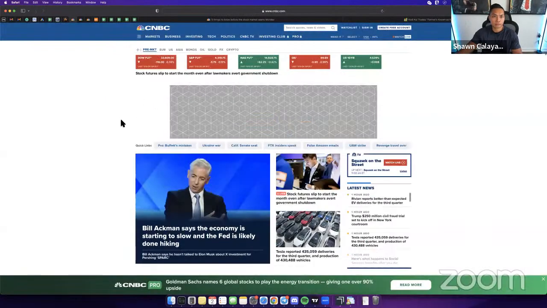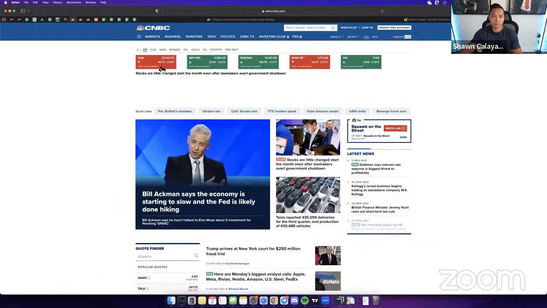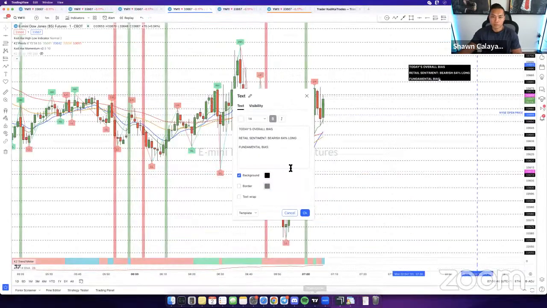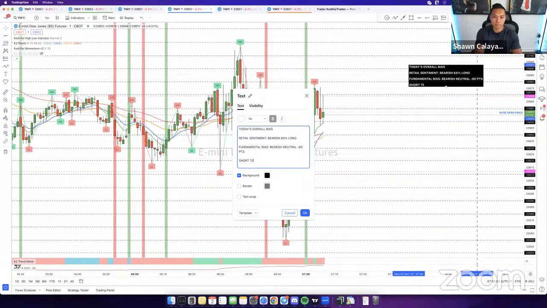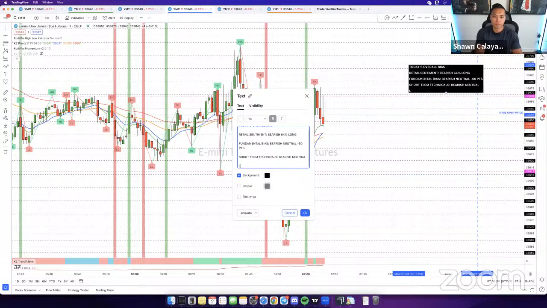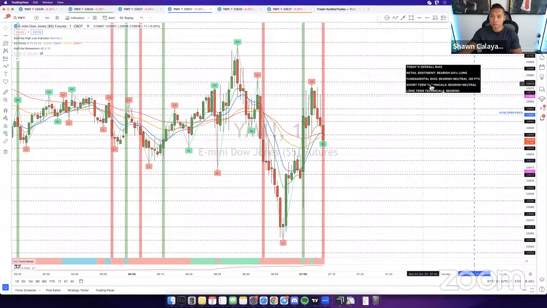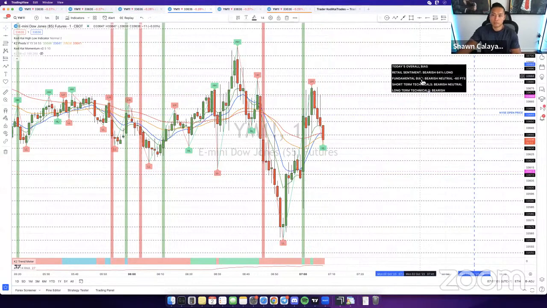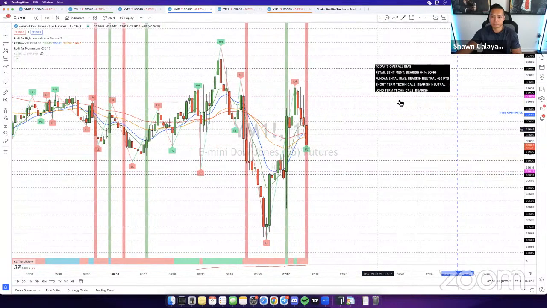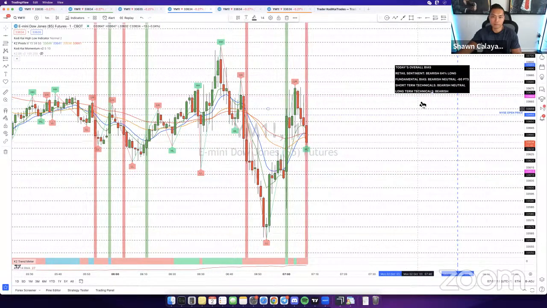Fundamental bias, looking over here at the fundamentals, they're down 63 points, so they're bearish neutral right now with 60 points. Short-term technicals, I'll put bearish neutral, and long-term technicals, we'll just put bearish. So yeah, looking at this here, it looks like we have a bearish bias for today. So I don't really care if price ends up going down or up, but for the most part, if it does come down, it's going to be more in our favor. I prefer it to go down because the bias is bearish.